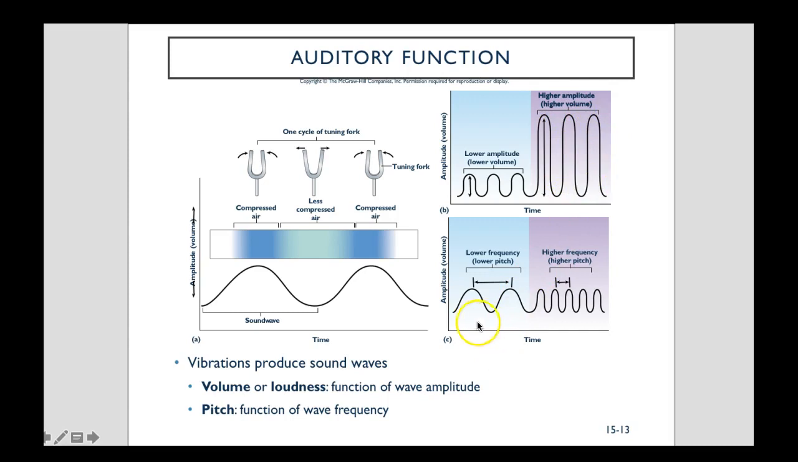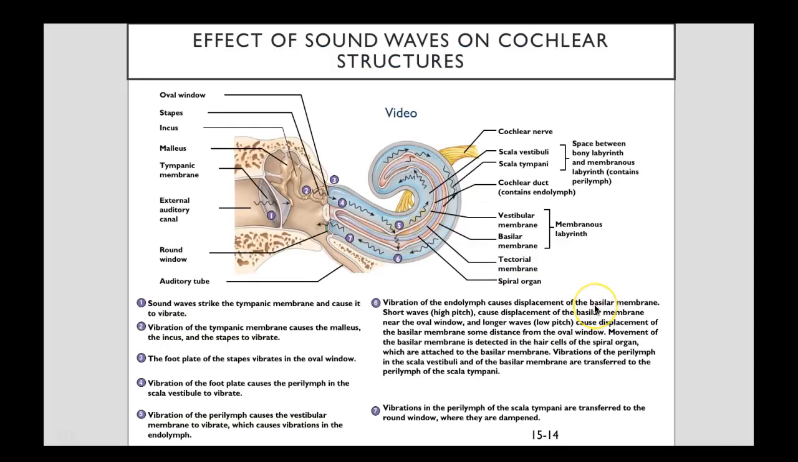We can also change the pitch based on frequency. So if we look at this image at the letter C, we can see that if these waves are wider, or set up as lower frequency, we will get a lower pitch. Whereas if they are higher frequency or higher pitch, then we would see these waves are more narrow and closer together. Now let's put all of this together in order to understand where these sound waves are going.